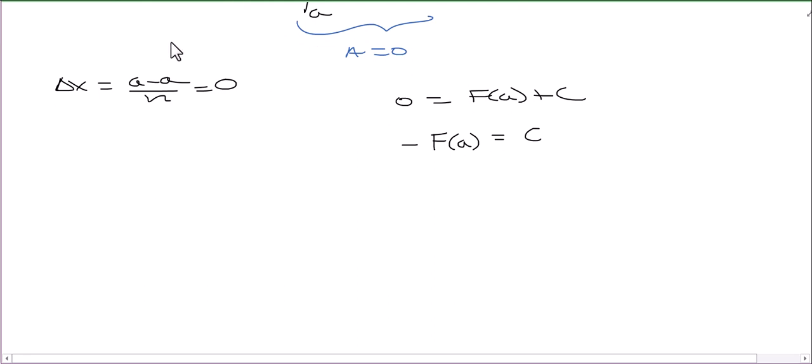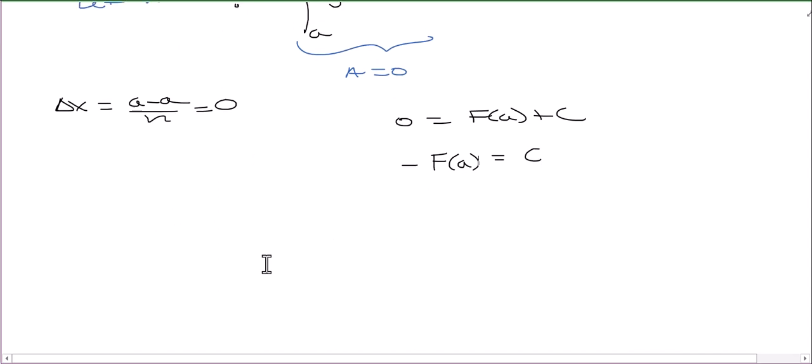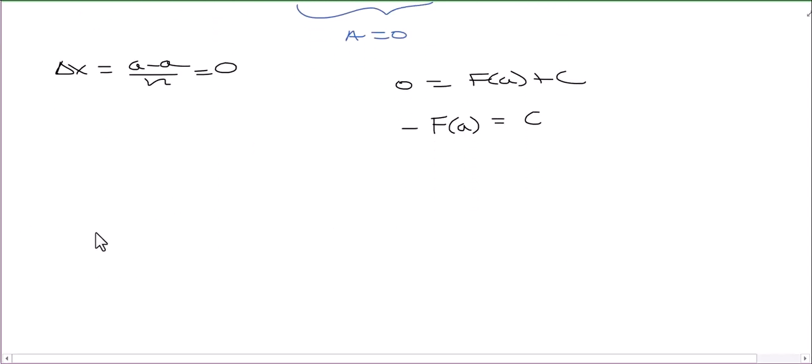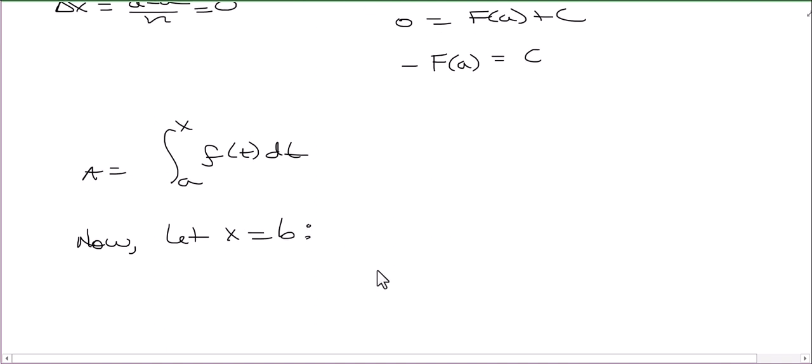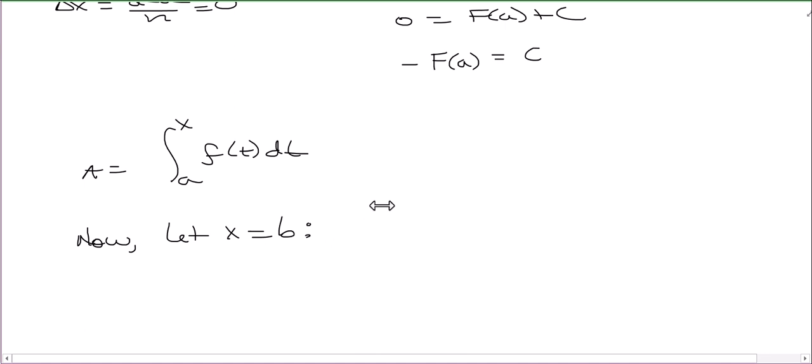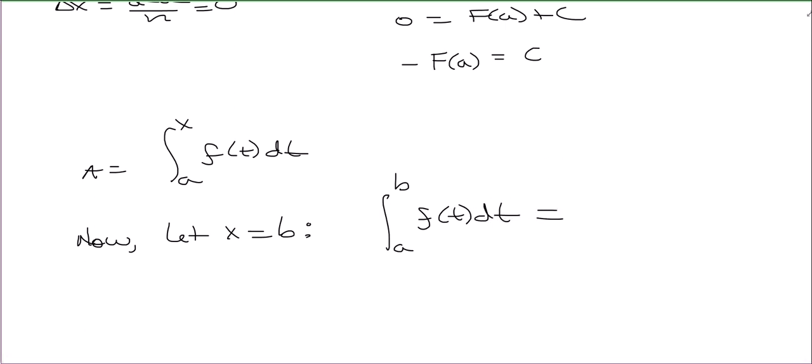All right, so now using our same integral, we know that the area under the curve is the integral from a to x of f of t dt. Now, let x equal b. If we're on the interval a to b, then what does that become? When x is b, this is the integral from a to b of f of t dt. But what does that equal?